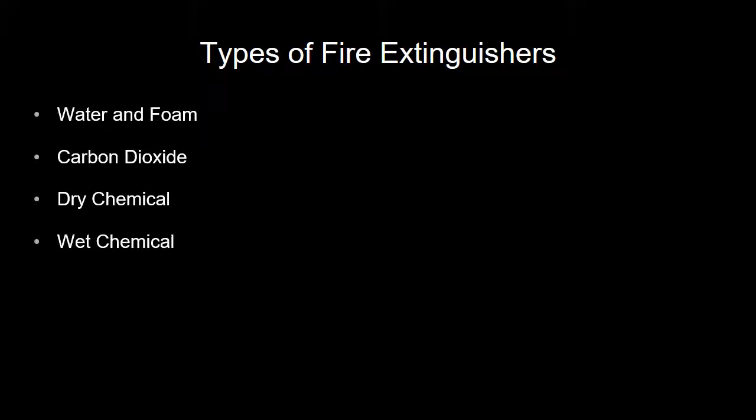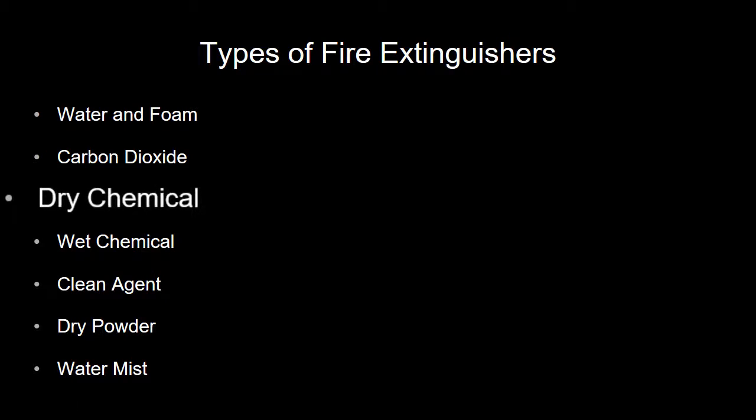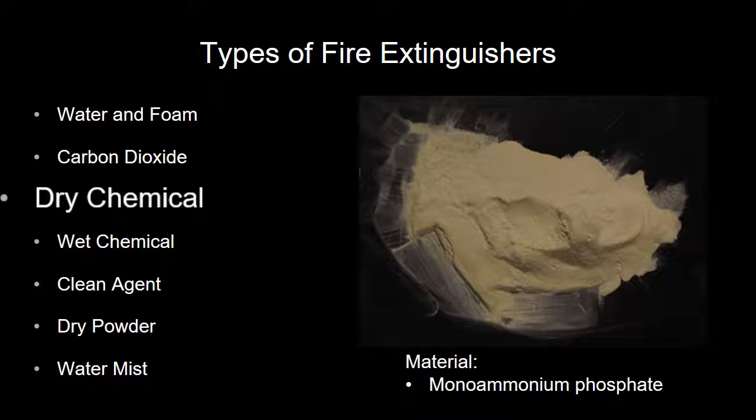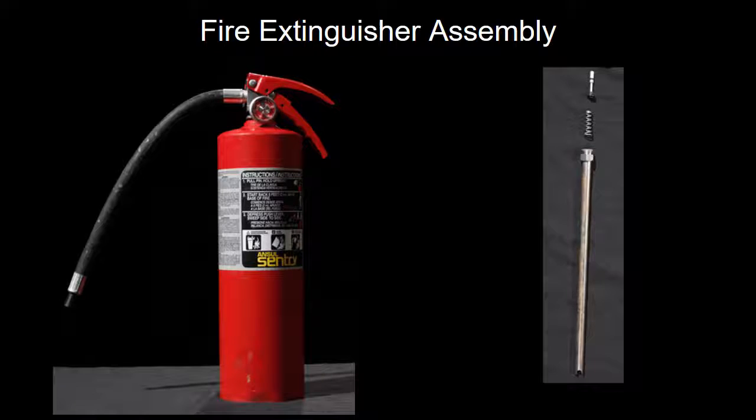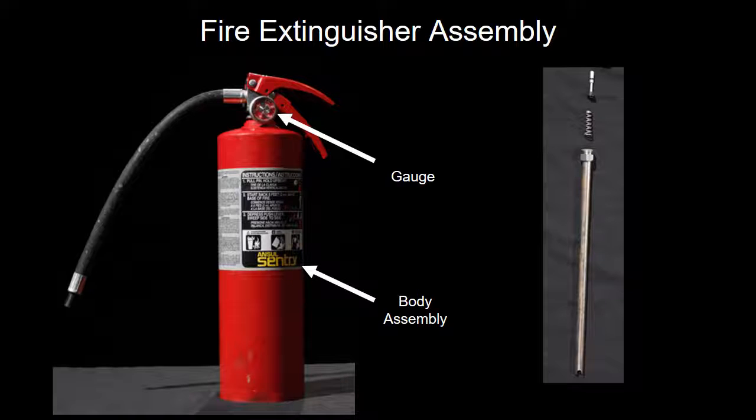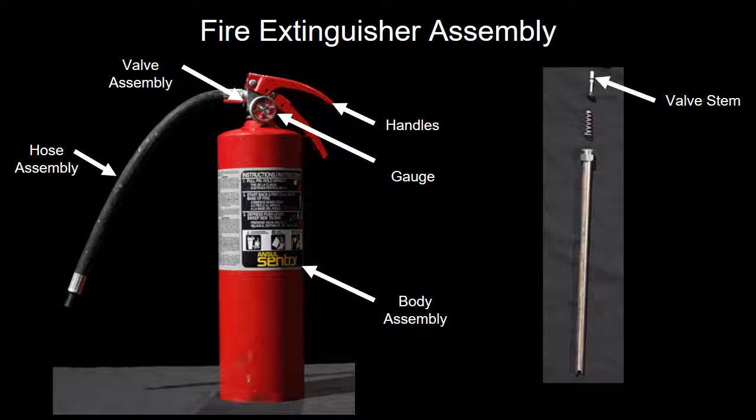There are 7 types of fire extinguishers: water and foam, carbon dioxide, dry chemical, wet chemical, clean agent, dry powder, and water mist. This video will look at a dry chemical extinguisher that uses monoammonium phosphate to extinguish the fire. The fire extinguisher is composed of several components itself: body assembly, gauge, valve assembly, handles, hose assembly, valve stem, valve spring, and pickup tube assembly.